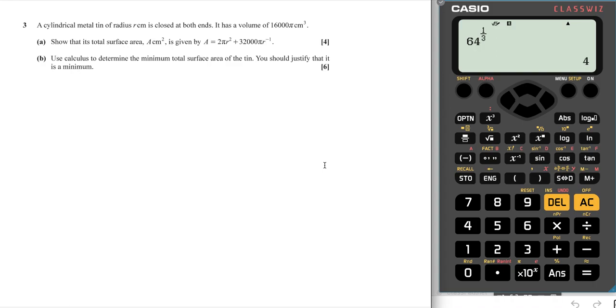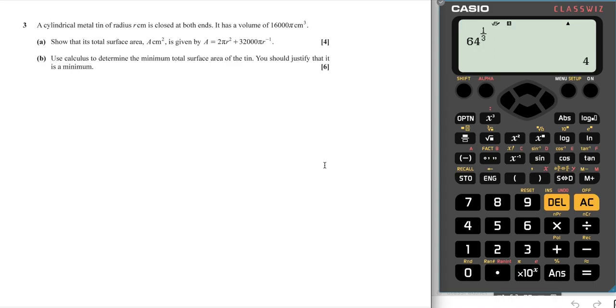Right, question 3. A cylindrical metal tin of radius r centimeters is closed at both ends. It has a volume of 16,000 pi centimeters cubed. It then says, show that its total surface area is given by 2 pi r squared plus 32,000 pi r to the minus 1.